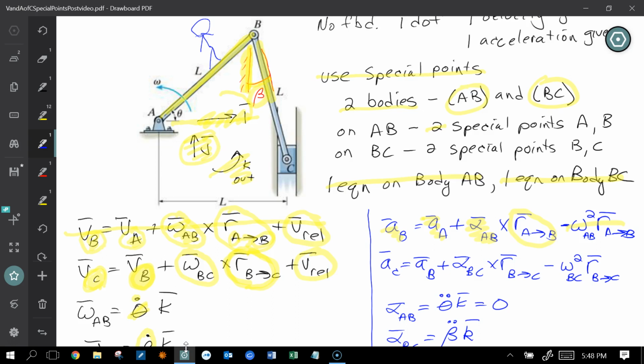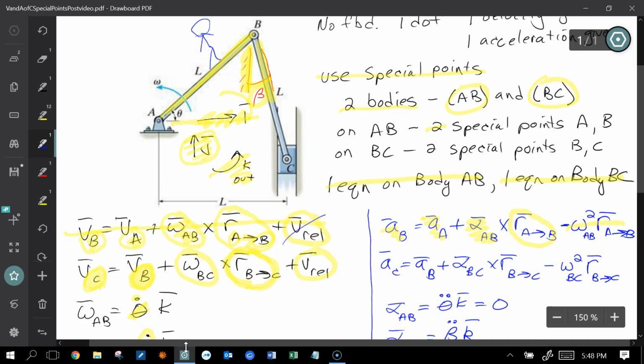An easier way to think about that is ask yourself, is A fixed to the link? Yes. Is B fixed to the link? Yes. They're on the two ends. They're fixed. They're not flying off. Then the REL term is 0. And the same thing is going to apply for BC.